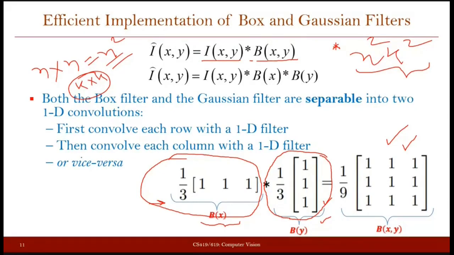So this bxy can actually be written like this. It is bx into by. If you are able to write bxy as bx into by, then we can first convolve Ixy by bx, and then whatever output we are getting, we can convolve that by by.